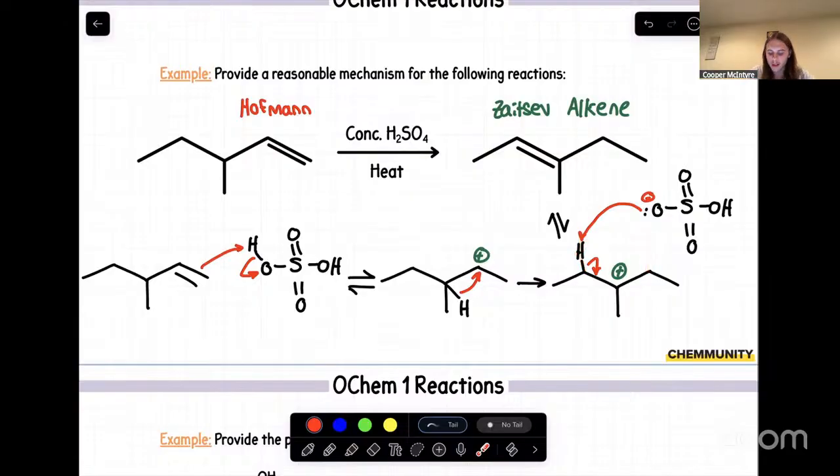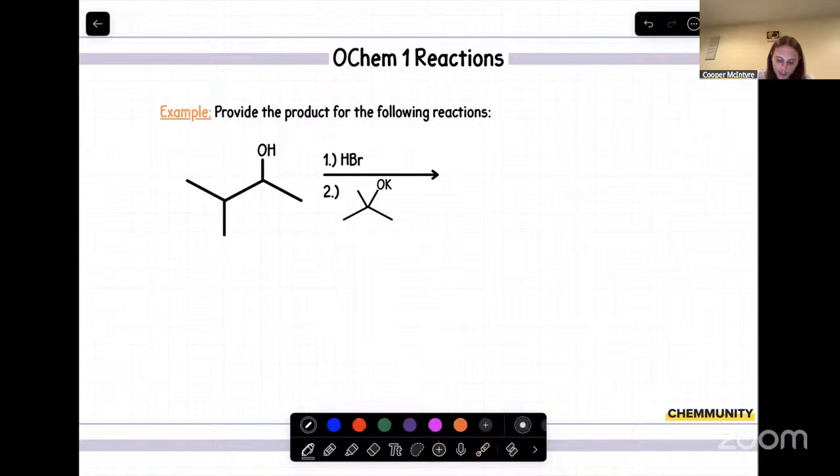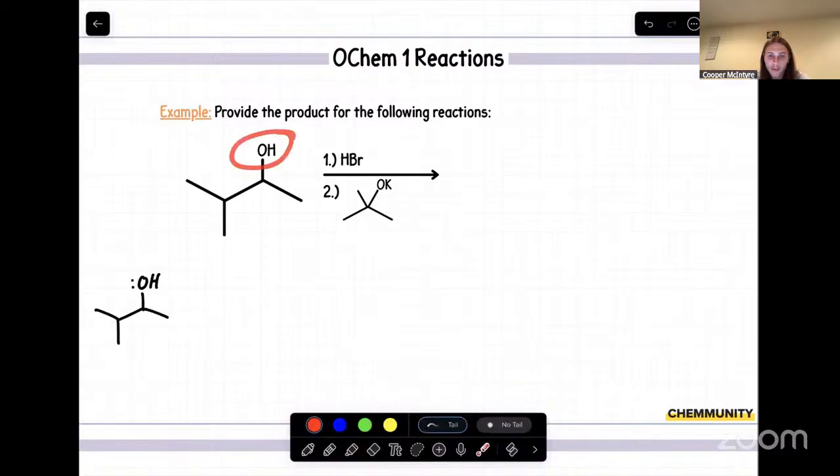Perfect. So hopefully that was a good review on some of the mechanisms in terms of how we should be approaching them. But up next, we're going to dive into providing the products for some of these reactions. So for our first one, we see that in step one, we actually have a super strong acid. We have hydrobromic acid. And then for our starting material, we also have an alcohol.